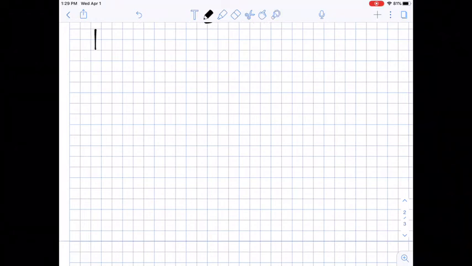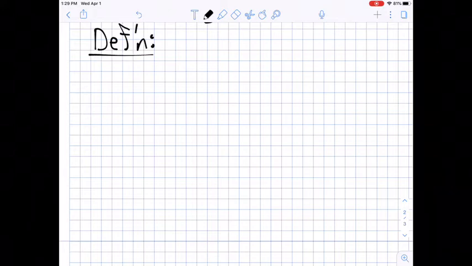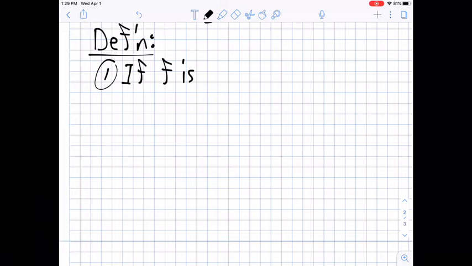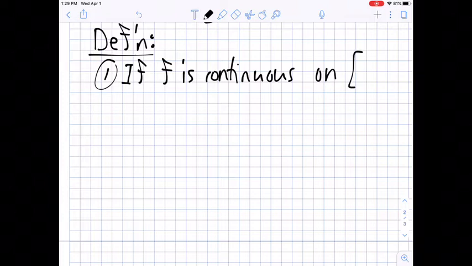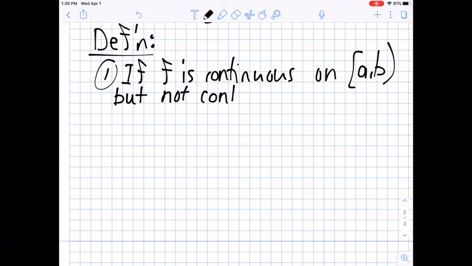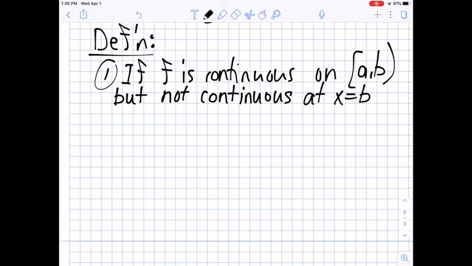So let's take a look at defining how we deal with the type 2 improper integrals. Okay, so first off, if our function f is continuous on the interval, let's say from a to b, but not at b, then how can we evaluate the improper integral?